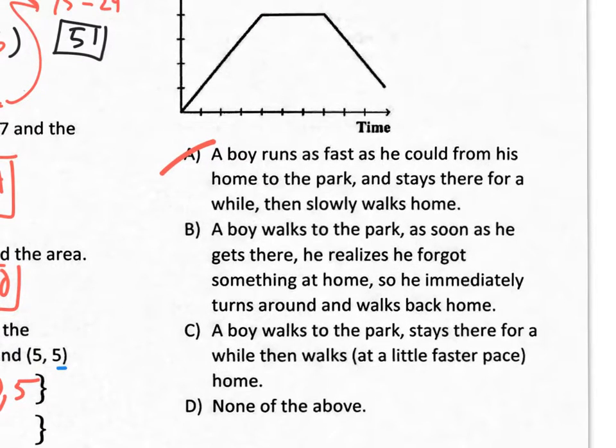How about C? It says a boy walks to the park, he stays there for a while, and then he walks at a little faster pace back home. That one could be it. Walking, stays, walks back home at a little faster pace. That one could be C. Now, none of the above. Of course, it's not none of the above because it could be C.